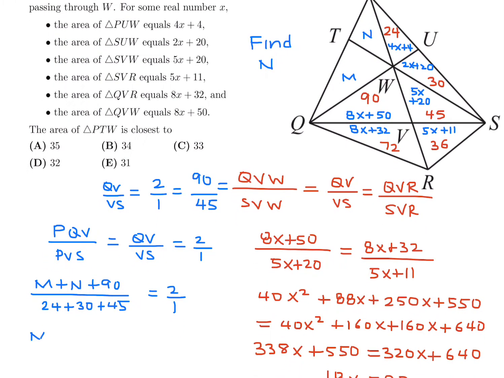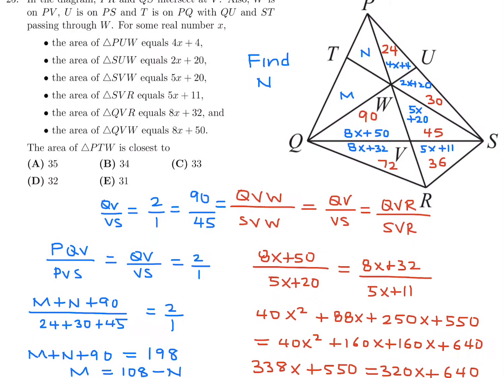And that looks like M plus N plus 90 is going to be, if I cross multiply, 24 plus 30 plus 45 is 99, times 2 would be 198. So that means M is going to be equal to 108 minus N. All right, great. And I think we have just one more step to go and we'll get this. And that final step, I think, is to just look at the ratio.